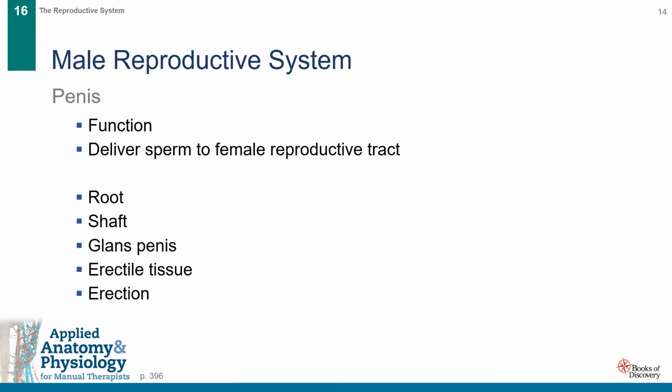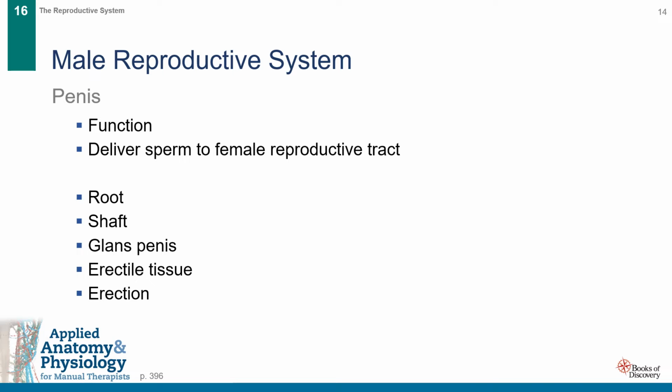The penis contains the urethra, which serves as the passageway for both urine and semen. As a copulatory organ, the primary function of the penis is to deliver sperm into the reproductive tract of the female. It consists of three segments. The root is the point where it attaches to the underside of the bony pelvis. The middle portion is the shaft or body, and the distal portion is the head or glans penis.